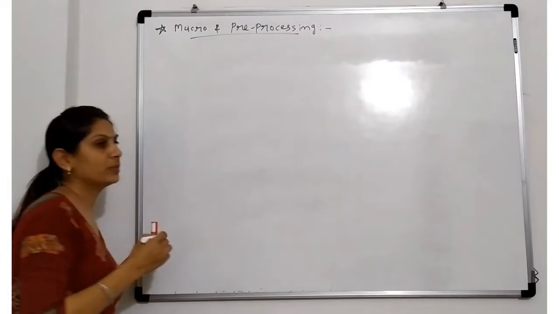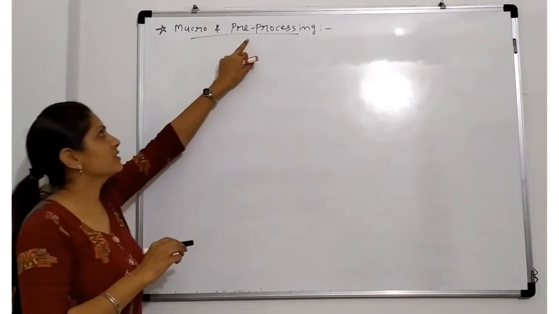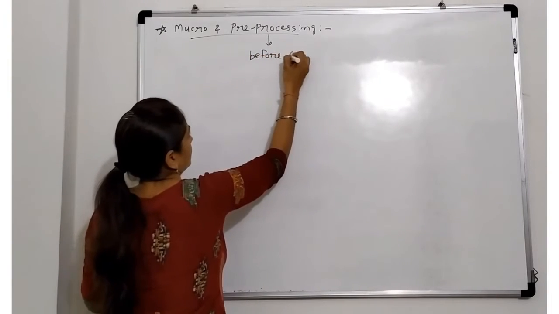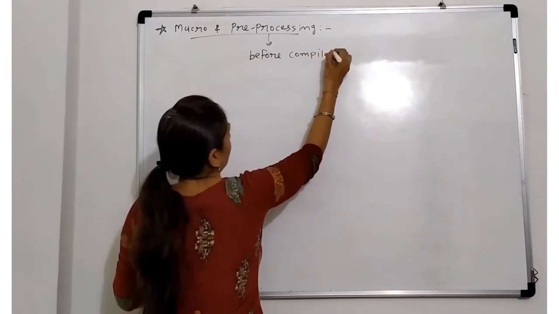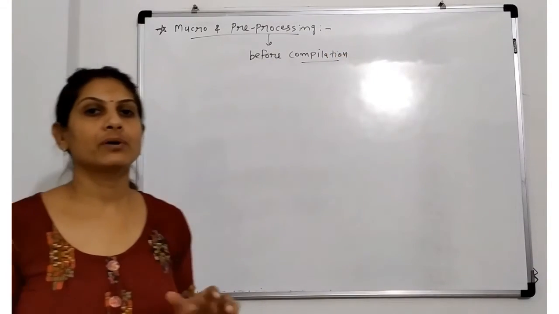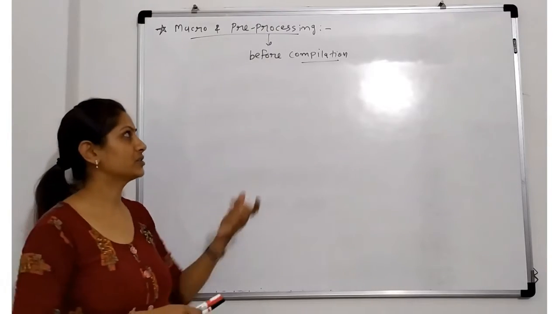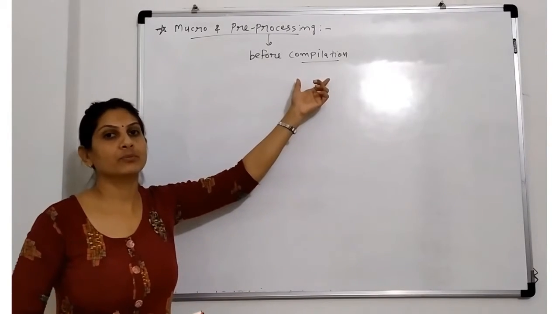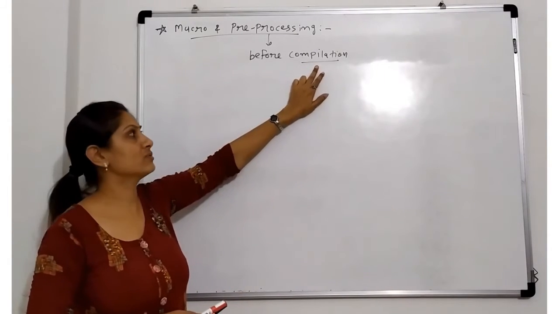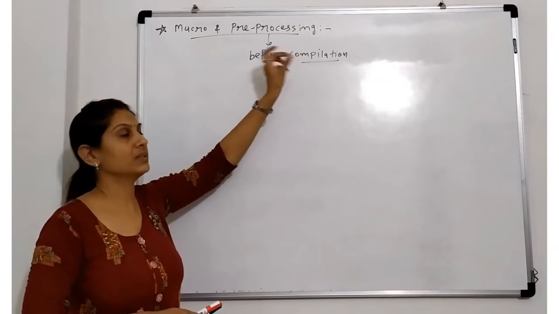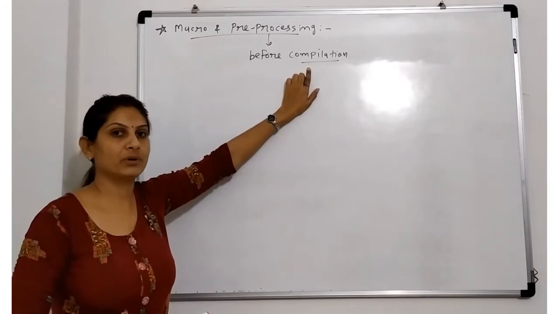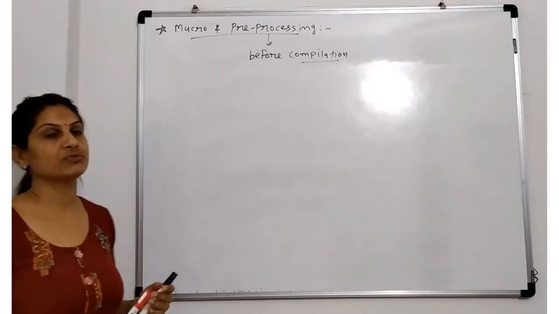Now what is the meaning of pre-processing? Pre-processing is nothing but the process that is done before compilation. Now what is compilation? Whenever we are executing any C program, we perform Alt F9, that is compilation. That checks whether there is an error in our program or not. Before this compilation process, some process is done, that is pre-processing. The word is pre, that is before. The process performed before compilation is known as pre-processing.